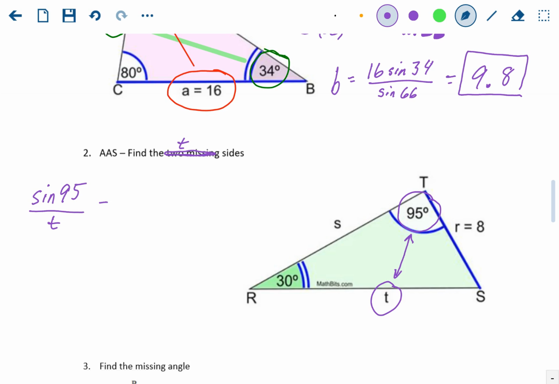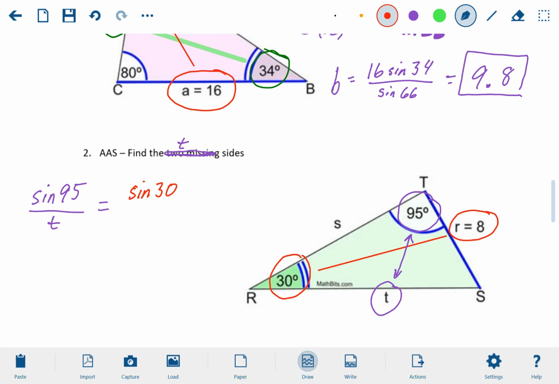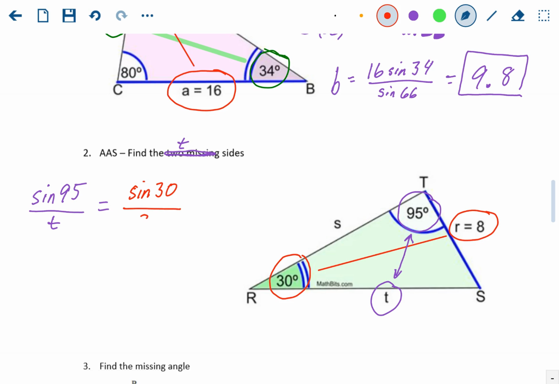Now we have to have some other ratio that we do know, so a side and the angle across from it that is known. Well, in this triangle, it's going to be angle R and side R. We know angle R and we know side R. So that's going to be our known ratio. So we'll set it up. Sine of the angle, so sine of 30, divided by the known side, which is 8.